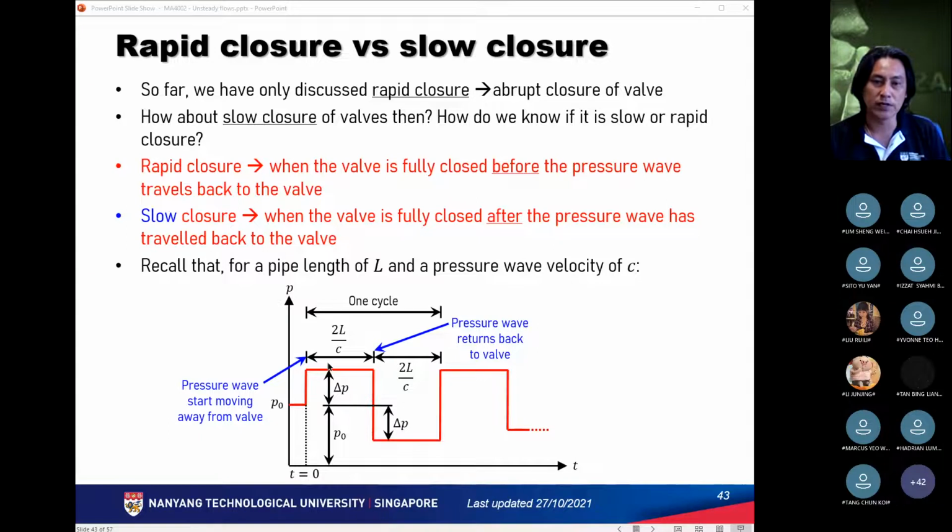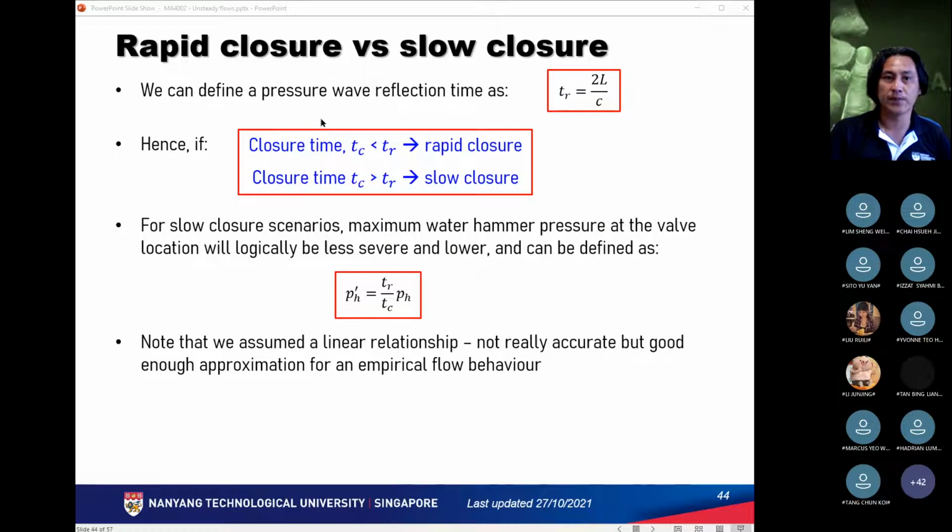So this is the reason why the pressure increment over here stays for a duration of 2L over C before it drops drastically as the pressure wave travels upstream again. So let's define a pressure wave reflection time, TR, as 2L over C. That means it's the time taken for the pressure wave to be reflected back to the valve.